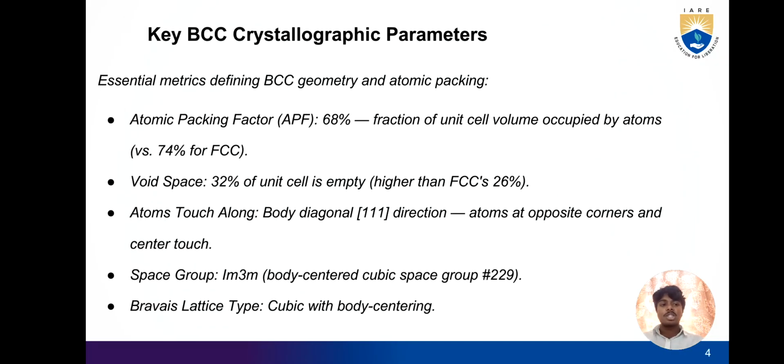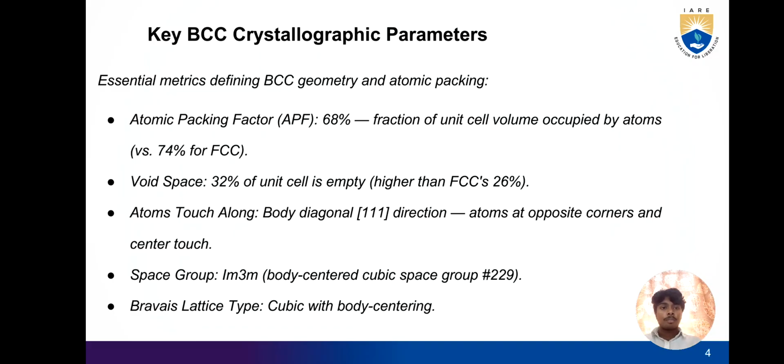The key BCC crystallographic parameters are the essential metrics defining BCC geometry and atomic packing. Atomic packing fraction for BCC is 68%. It is always denoted in percentage. It is the fraction of unit cell volume occupied by atoms, versus 74% for FCC. The void space in BCC is 32% of a unit cell, where the void space is the empty space in a unit cell. In BCC, the void space is 32%, which is higher than FCC by 6%.